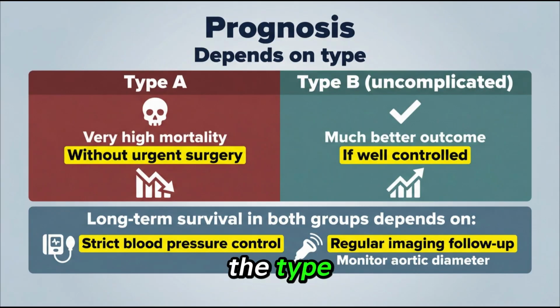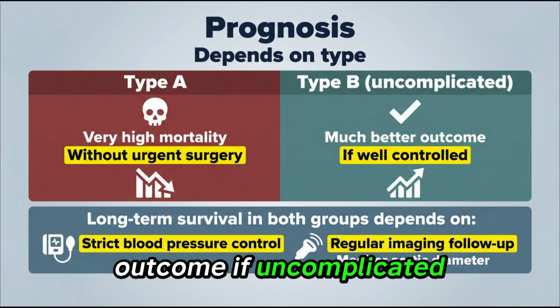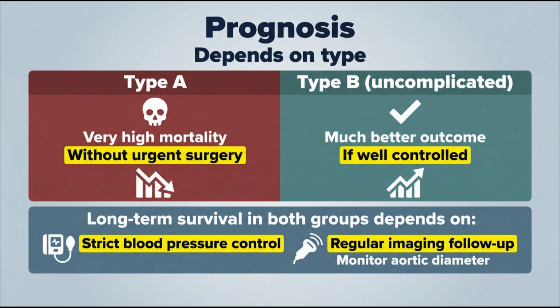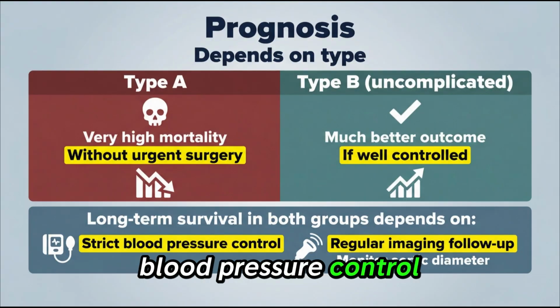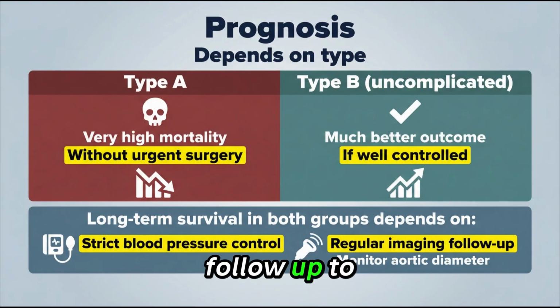Prognosis depends on the type. Type A has a very high mortality without urgent surgery. Type B has a much better outcome if uncomplicated and well controlled. Long-term survival in both groups depends on strict blood pressure control and regular imaging follow-up to monitor the aortic diameter.